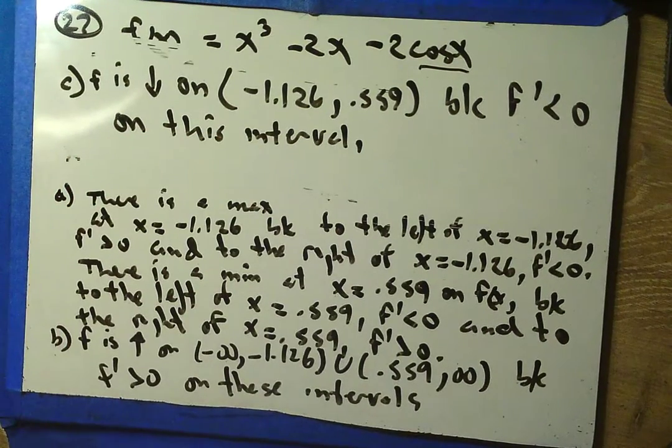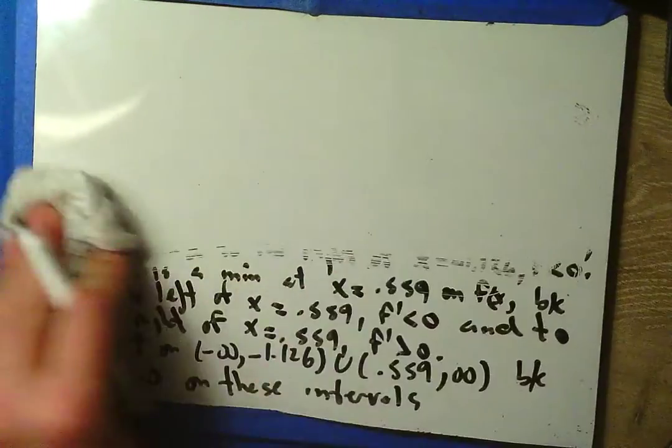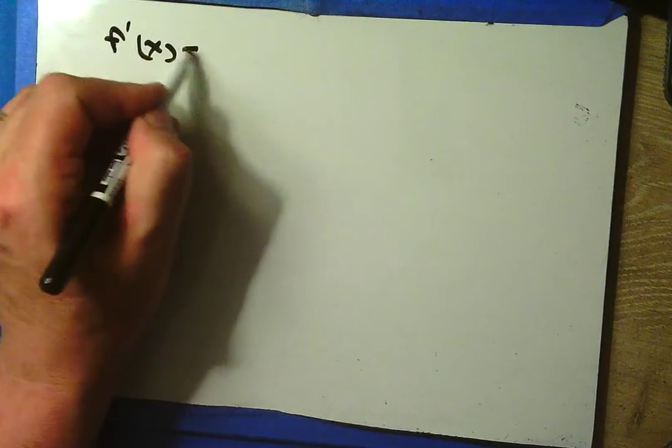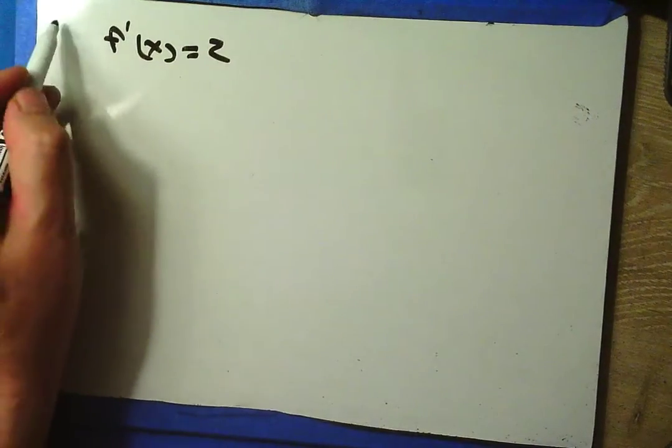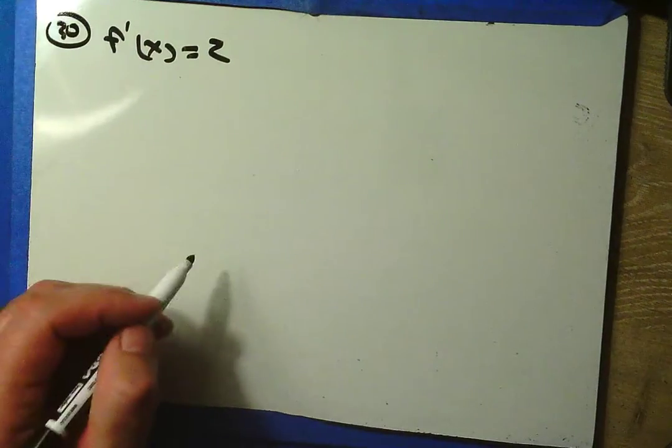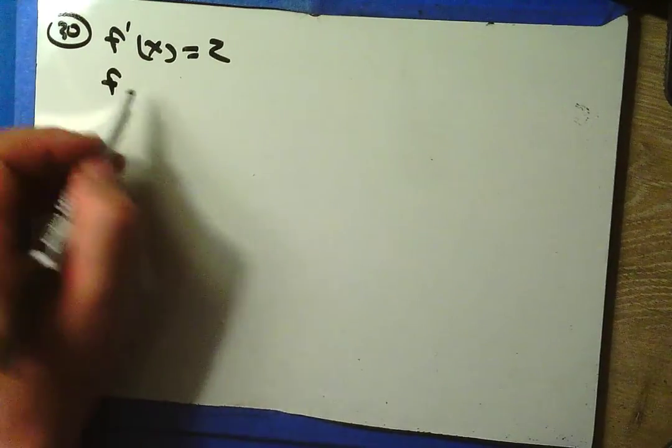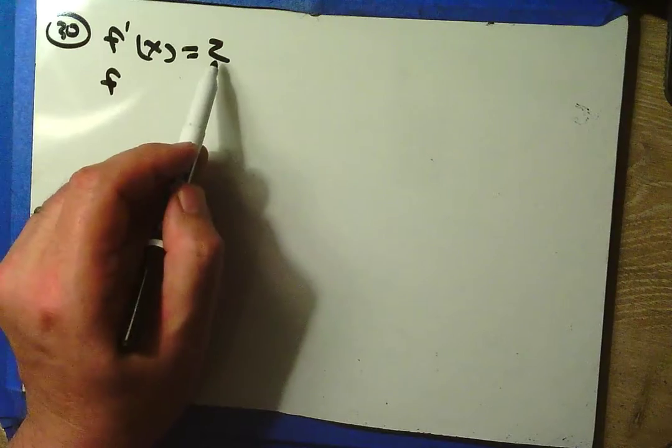Okay, that's 27. We've only got 5 more problems, and I recall them being pretty straightforward, though they are antiderivative problems. Find all the possible functions f with the given derivative. So in these problems, they're going to give me the derivative f prime, and they're going to ask me, what's f?